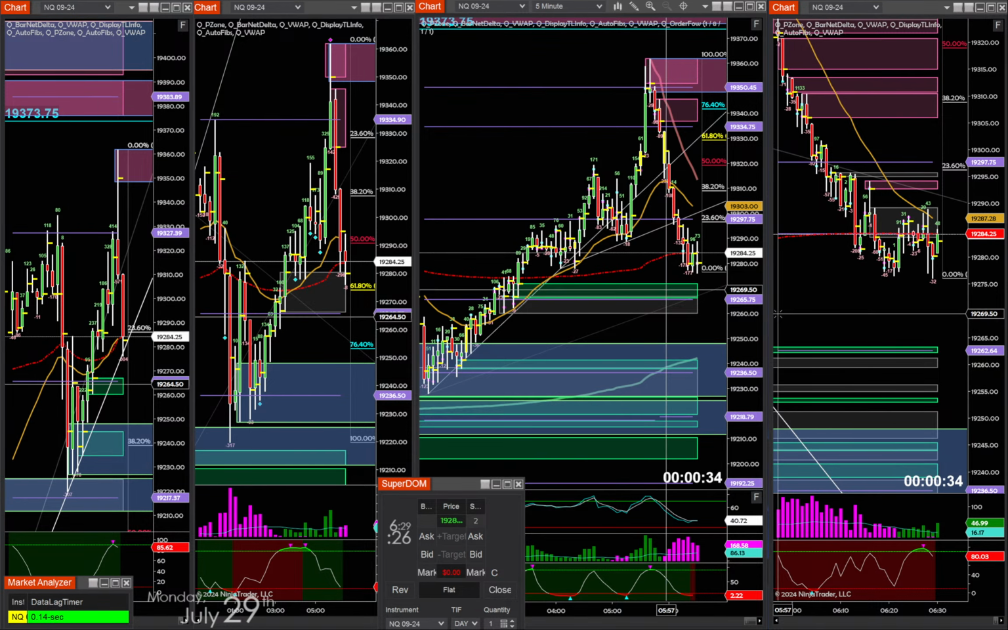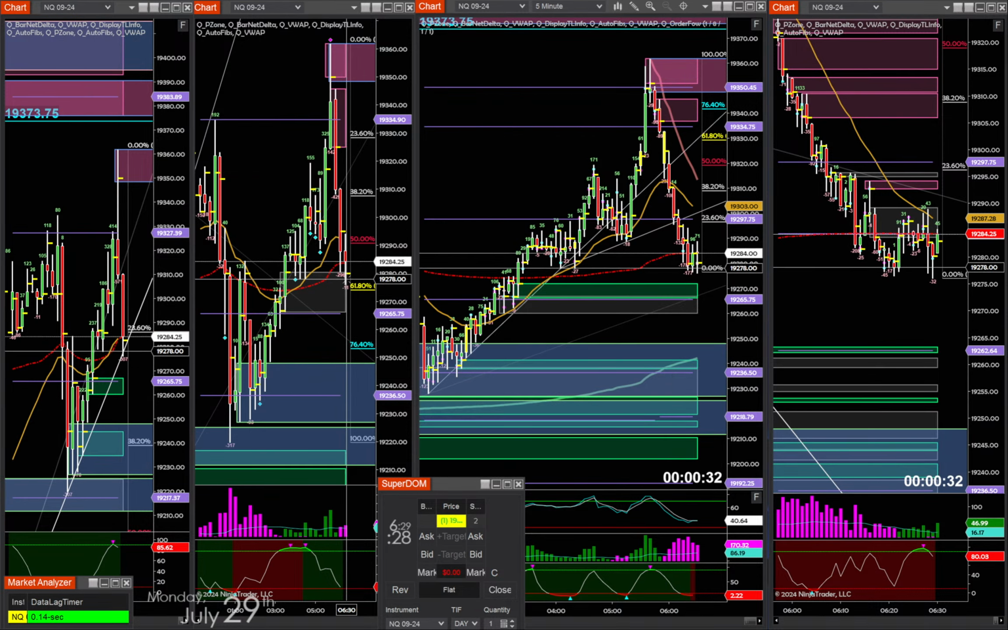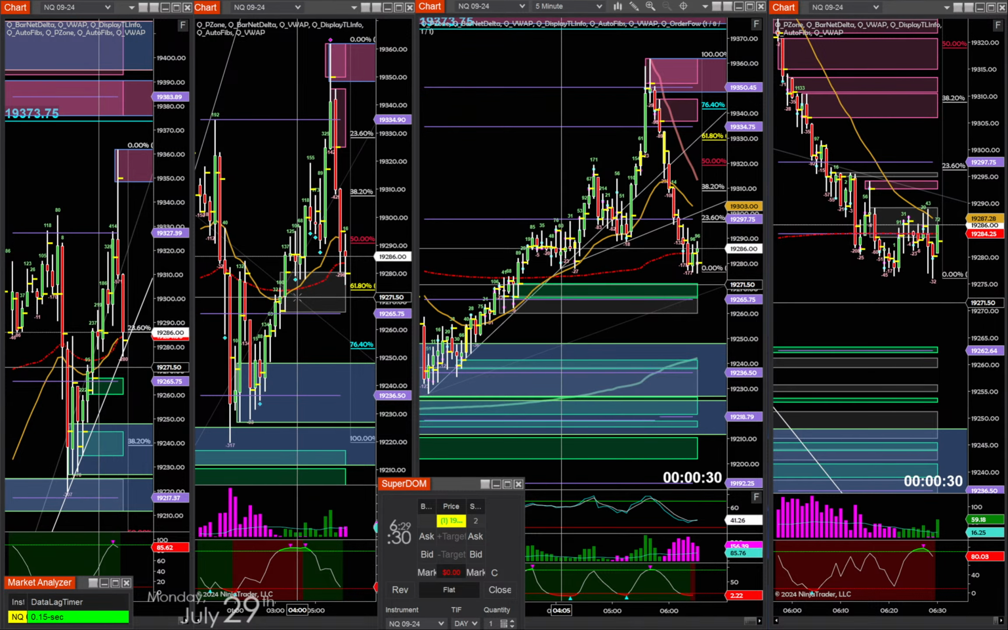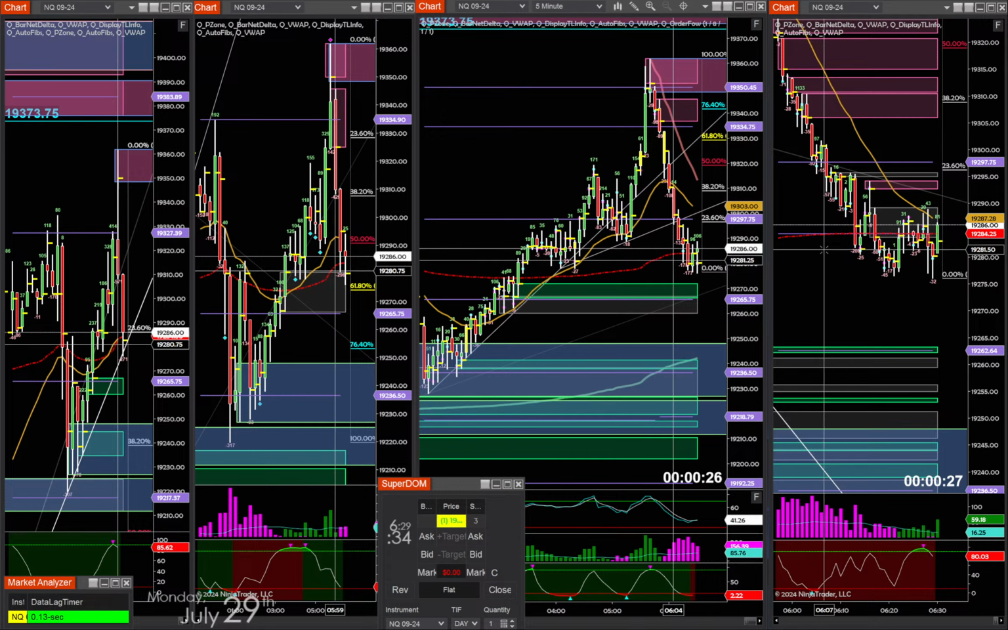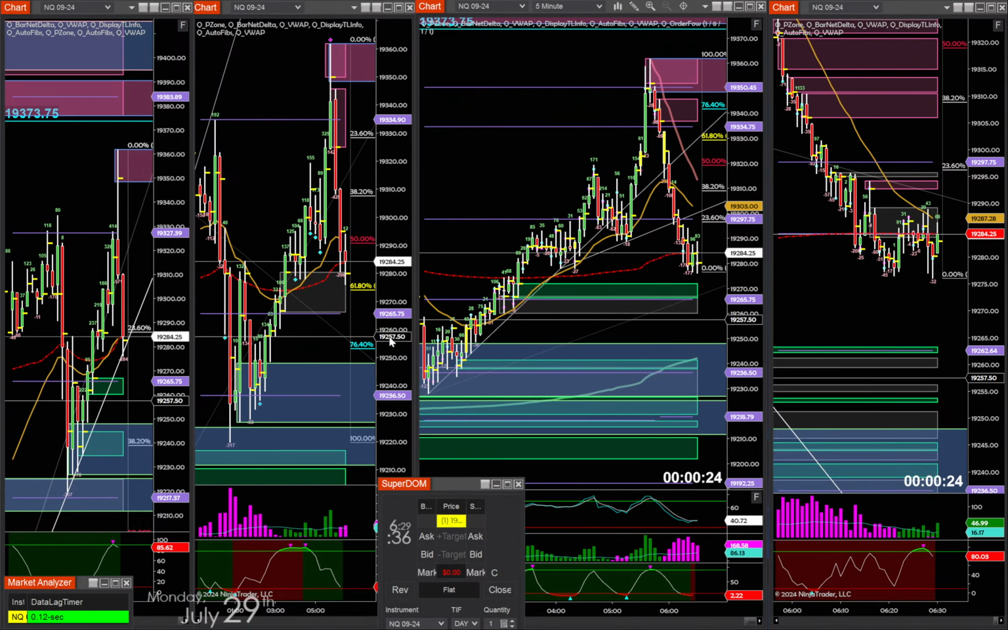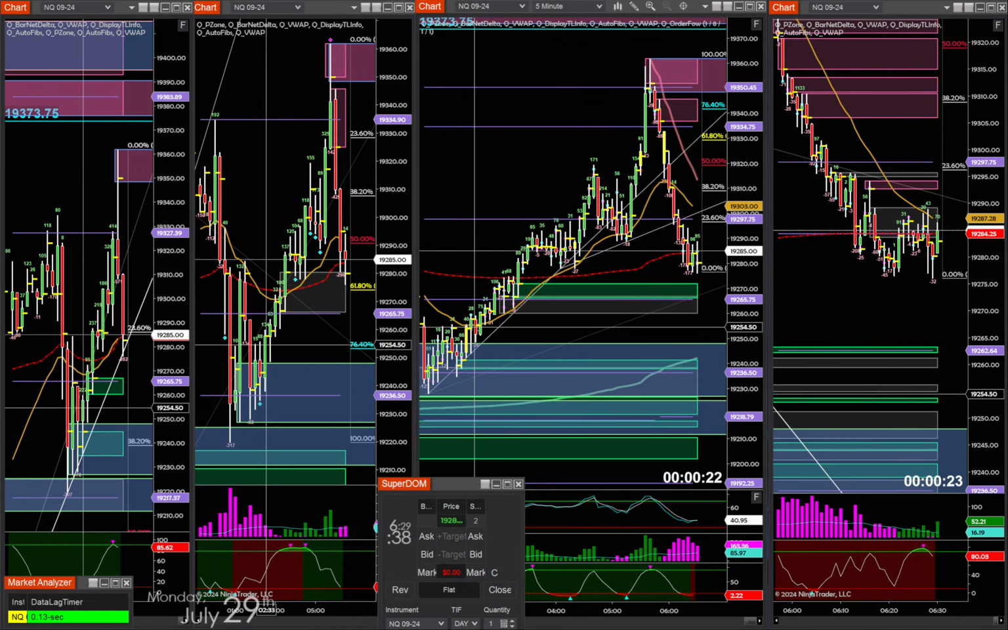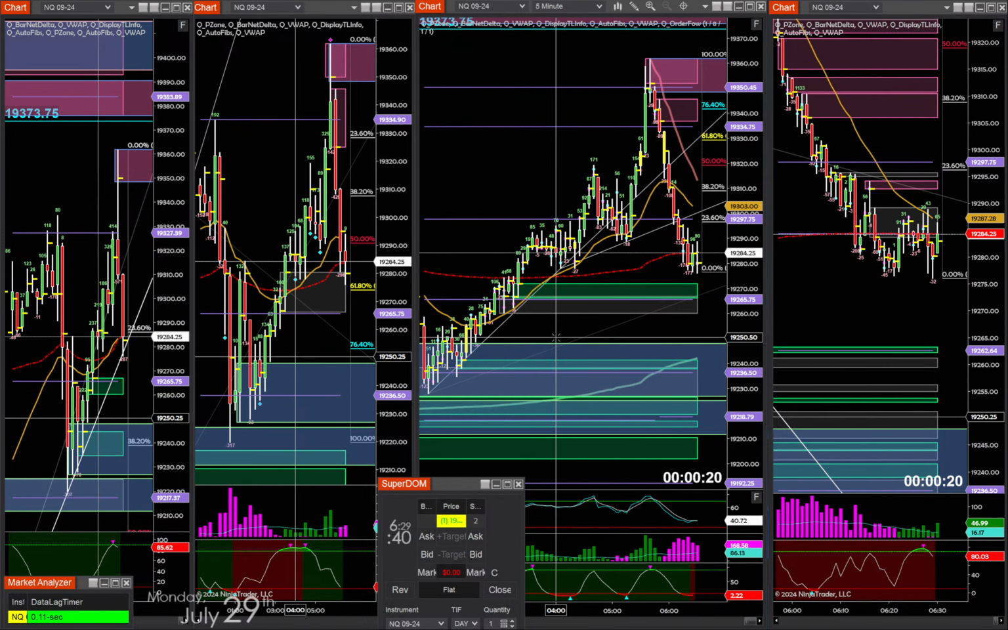You'll see it's going to be choppy here, right? The 30 and 15 are telling me to buy, and the 1 and the 5 are telling me to short. So there's really no trade right away just because there's no confluence.